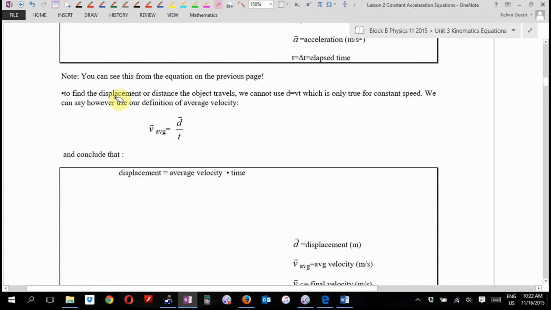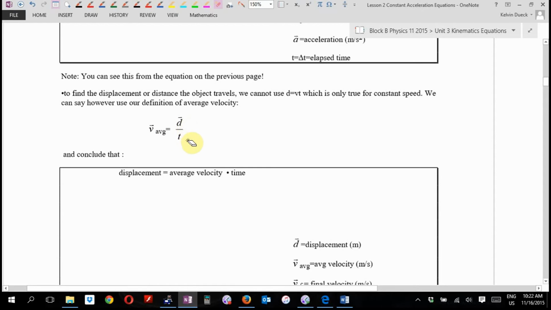To find the displacement, or distance if we're doing scalars, displacement if it's vectors, we can't use d equals vt because that's only true for a constant speed. That's not true if you're accelerating. We can use our definition of average velocity, though.